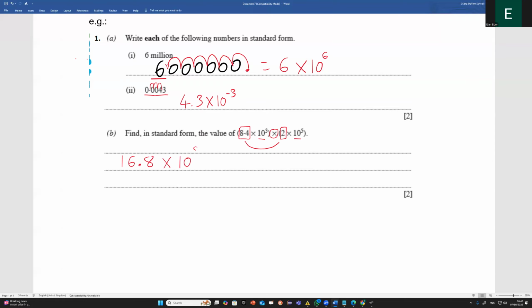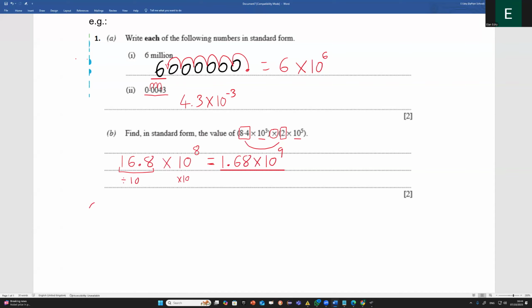Now, that answer is not in standard form, because the number has to be under 10 and over 1. So if I make the 16.8 ten times smaller, I'll get 1.68 times 10 to the power of 9. Yes, brilliant, because you divided the 16.8 by 10, and to keep the number the same, you times the 10 to the power 8 by 10. That means you effectively times by 1, so you get 1.68 times 10 to the 9.